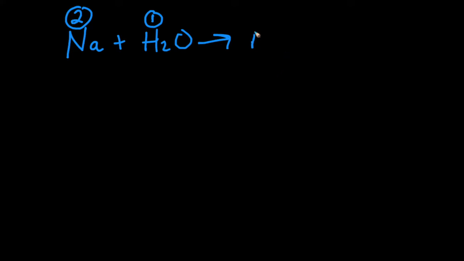So we'll have NaOH plus H2. If I balance this, I'll put a 2, 2, 2, and then a 1. This is a displacement of hydrogen in water by a metal.